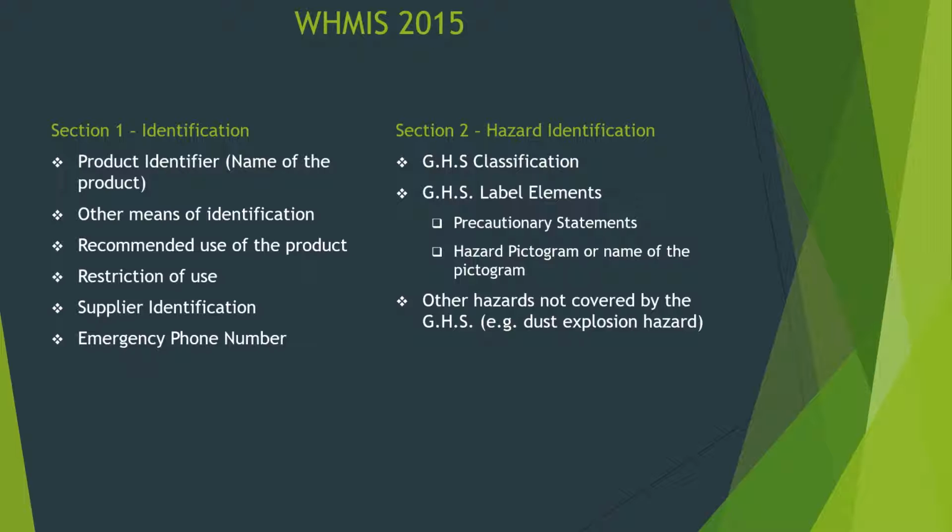Section 1, Identification. The product identifier, which is the name of the product, other means of identification, recommended use of the product, restrictions of use, supplier identification, and the emergency phone number. In Section 2, the Hazard Identification section, we have the GHS classification, the GHS label elements, which include precautionary statements and the hazard pictogram or name of the pictogram, and other hazards not covered by the GHS, for example, a dust explosion hazard.